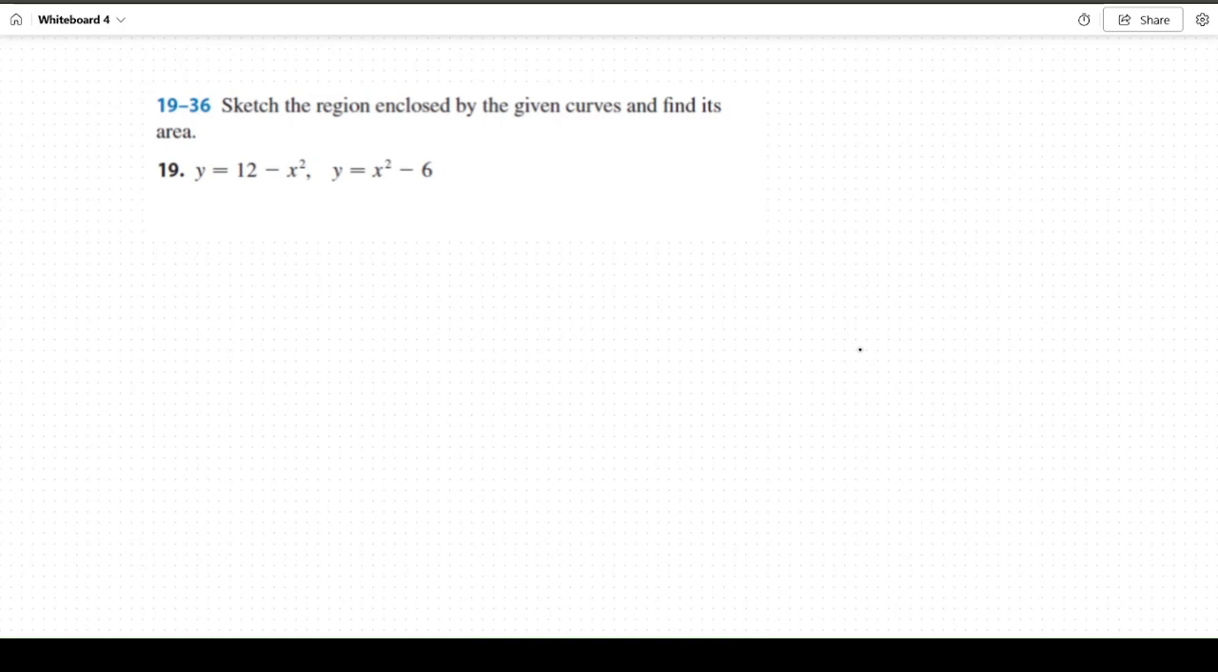So let's look into this last question. Here it says sketch the region enclosed by the given curves and find its area. So in this situation, we have to graph and we have to find the area of the shaded region. We are provided two functions, so we need to find our limits. Given it is in terms of x, we have to find these x values.